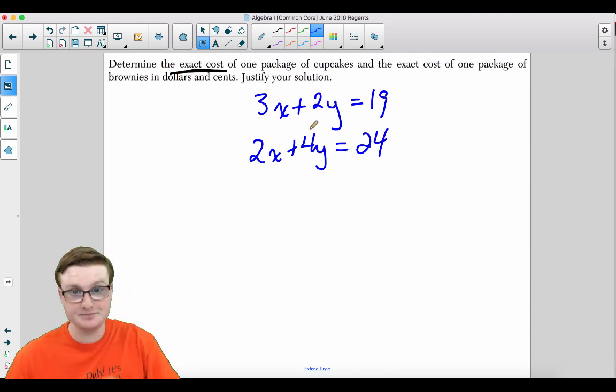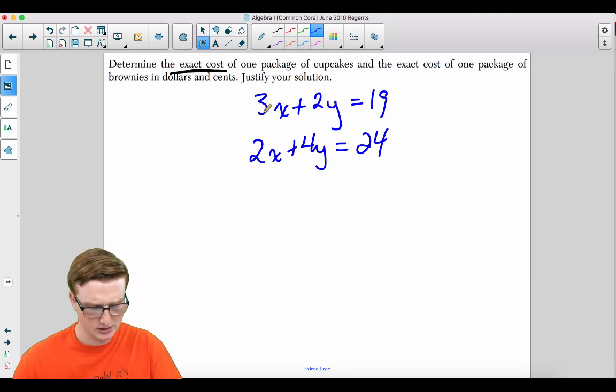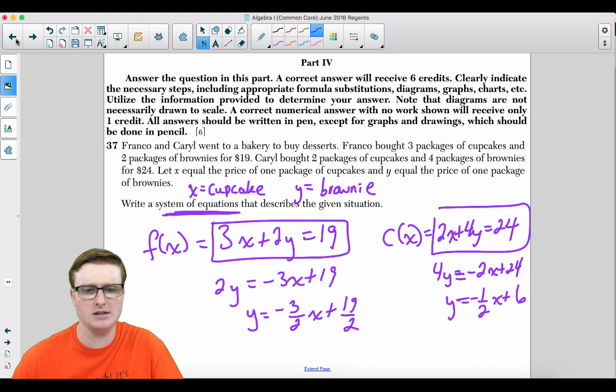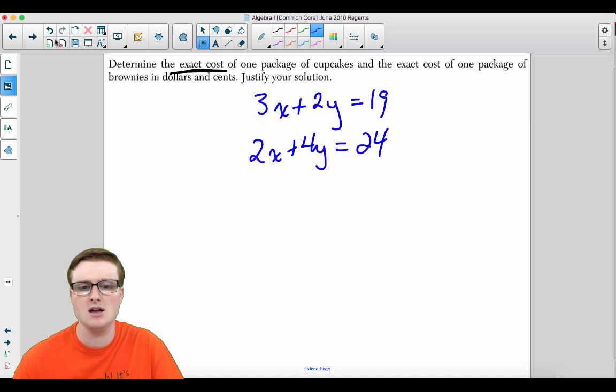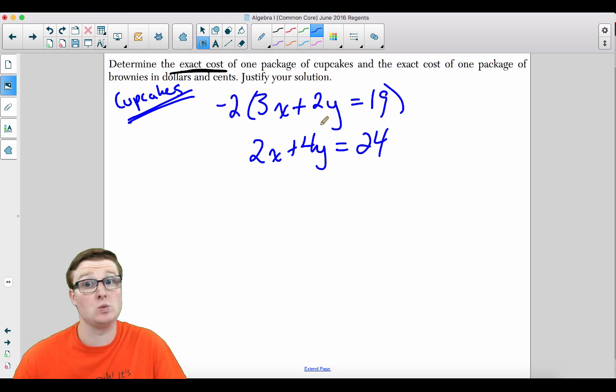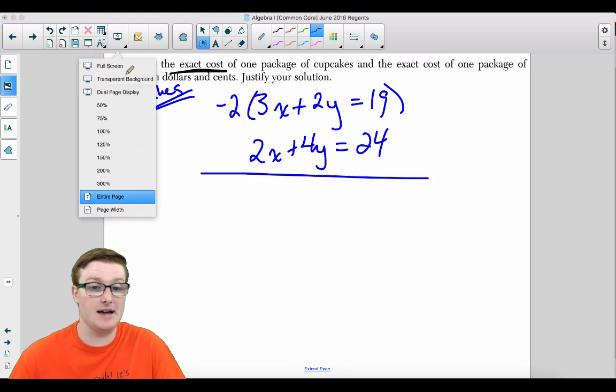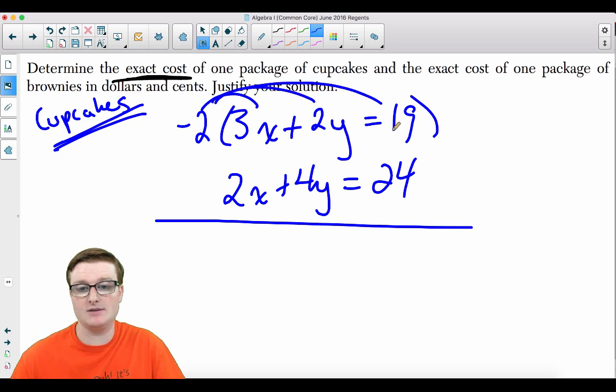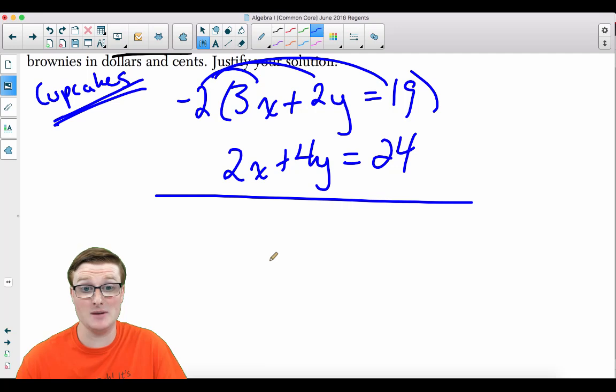So, from here, I'm going to solve for x first. X was brownies. No, x was cupcakes. So we're going to solve for the cupcake first. I'm going to multiply the top by -2 because I'm going to cancel out those y's. I don't want brownies. I want cupcakes right now. So we're going to distribute by that -2.